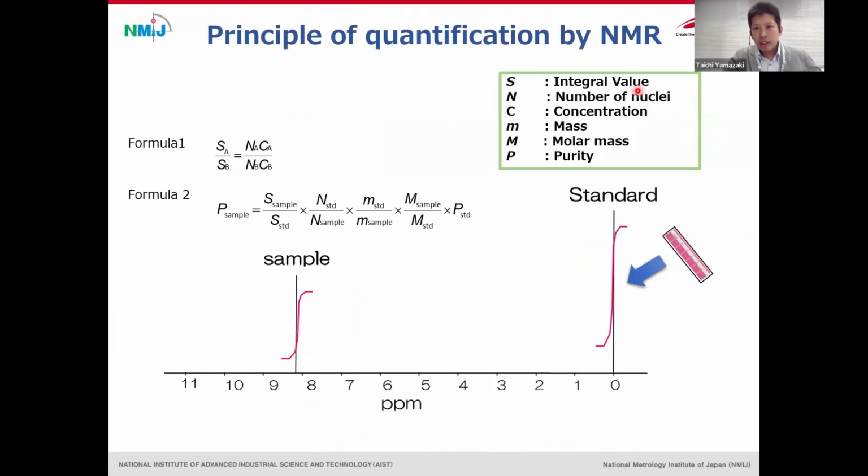So this is the principle of quantification by qNMR. Formula 1 shows a signal ratio, which is the ratio of the number of nuclei and the concentration ratio. And in case of purity determination, we usually use Formula 2. We need just the ratio of mass and the purity of the reference material.